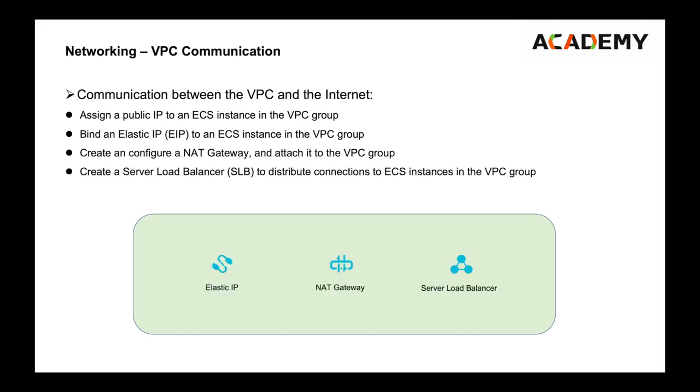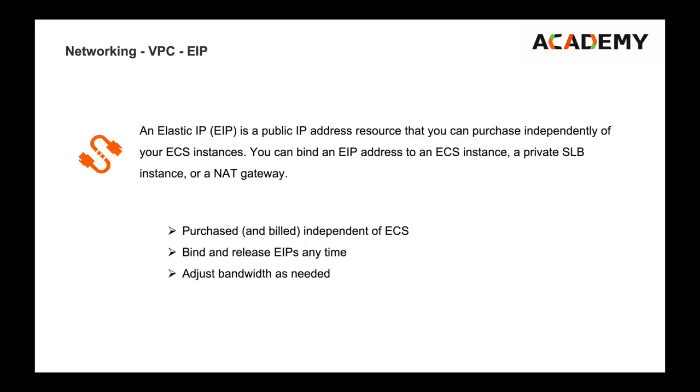And then for inbound traffic only, you can use a server load balancer. So if the ECS instances in your VPC are maybe serving a web application, then you can put a server load balancer into the VPC, give the server load balancer a public IP, and then all the incoming traffic will go to the SLB first and will then be distributed out to your ECS instances over the VPC private network. This way, the ECS instances do not need to have their own public IP. They can rely on the server load balancer's public IP instead.